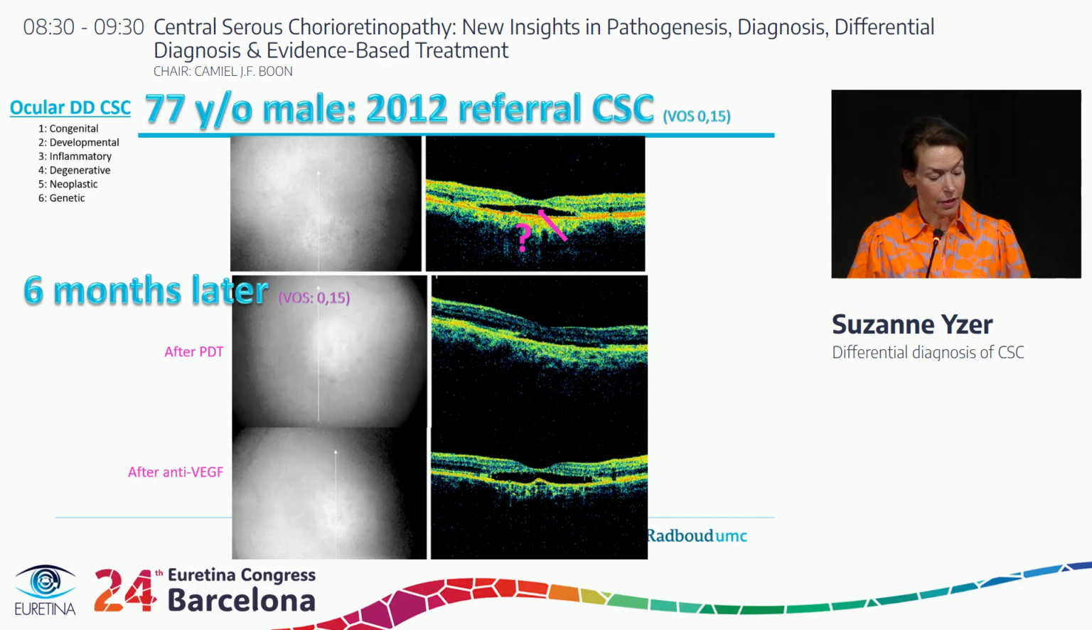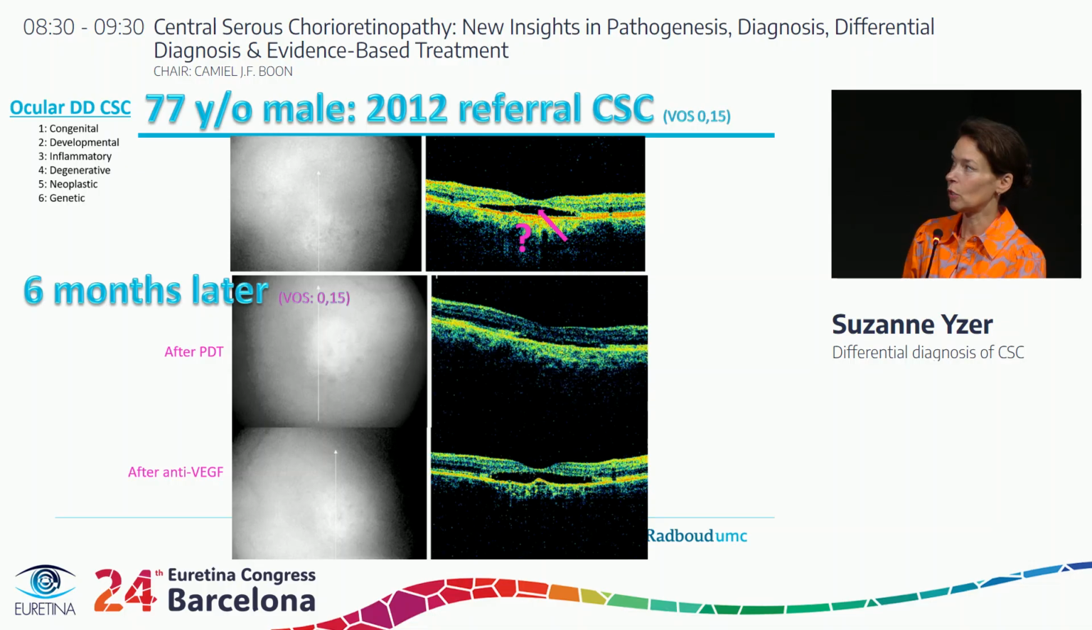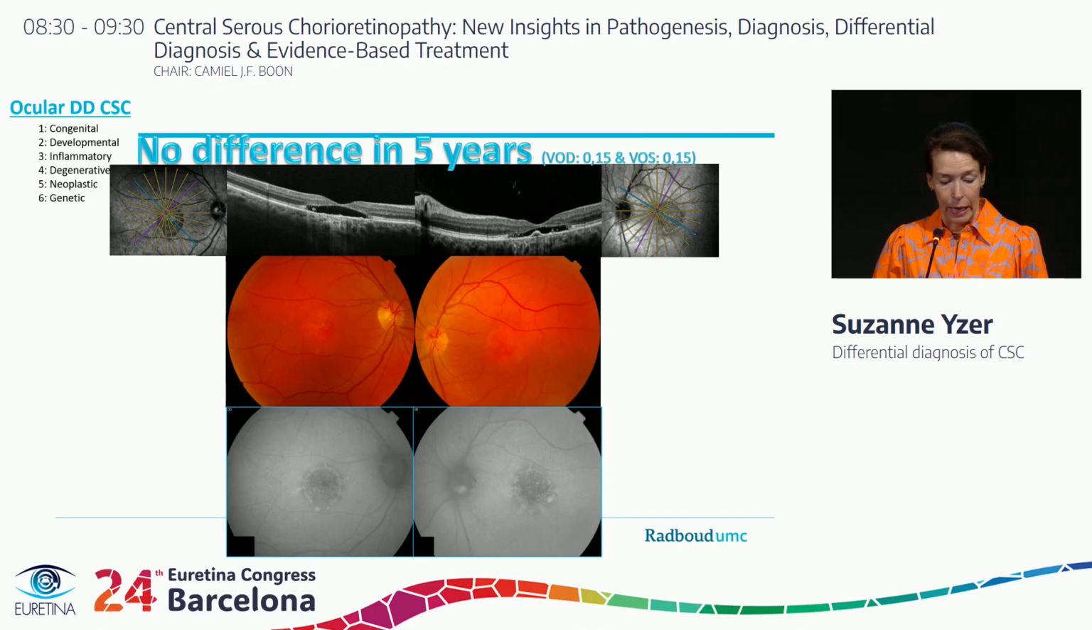And this was one OCT after PDT and one after anti-VEGF, and it looks like the PDT really worked, but this was in a time where we didn't really have the follow-ups with the OCT, so this was just taken at a different position. So there was actually no response to either PDT or anti-VEGF. And this is what his fellow eye looked like.